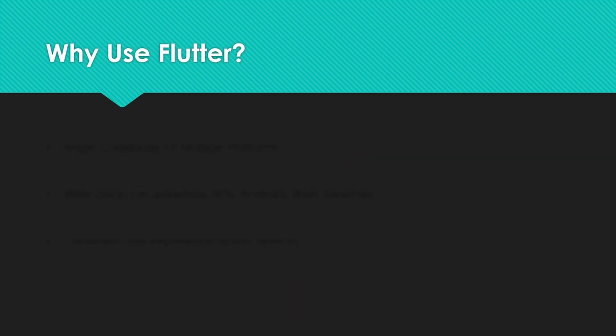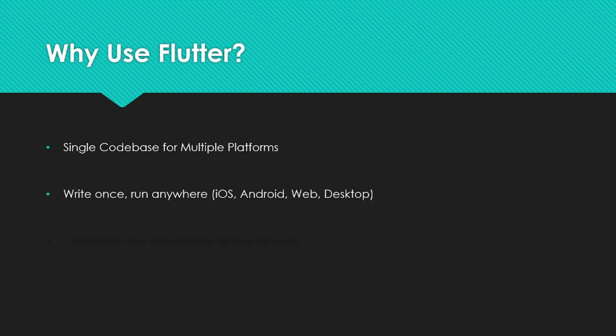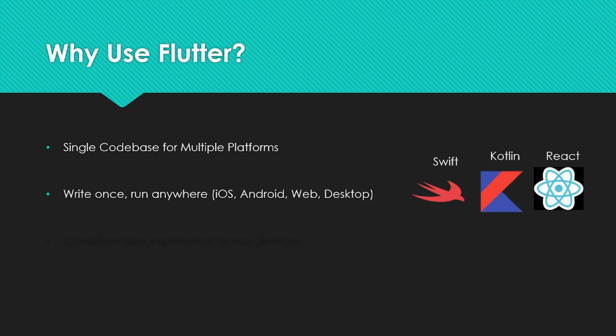Now, why use Flutter? As we discussed in what is Flutter, one of the main reasons to use Flutter is you write the code once and use it for multiple platforms. Prior to Flutter, a framework for each device was different, like Swift for Apple iOS devices, Kotlin or Java for Android devices, and for web, one of the languages for web application was React. So with Flutter you can run the same code in all the devices.